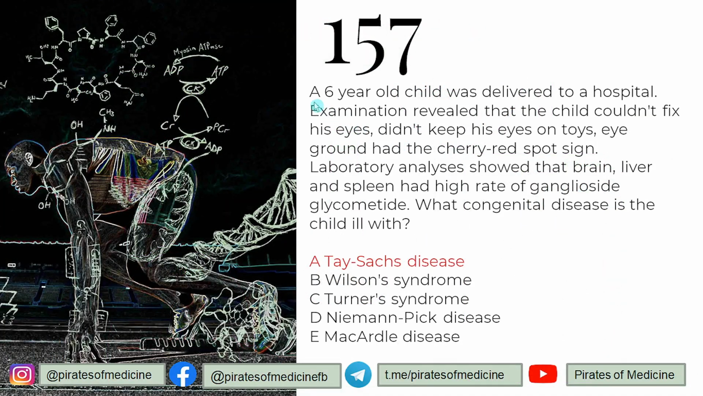157. A 6-year-old child was delivered to a hospital. Examination revealed that the child couldn't fix his eyes, didn't keep his eyes on toys, and the eye ground had a cherry red spot sign. Lab analysis showed that the brain, liver and spleen had a high rate of ganglioside glycolipid. What congenital disease is the child ill with?